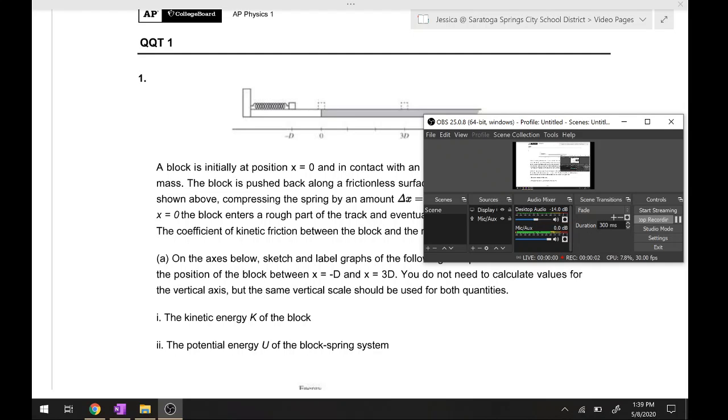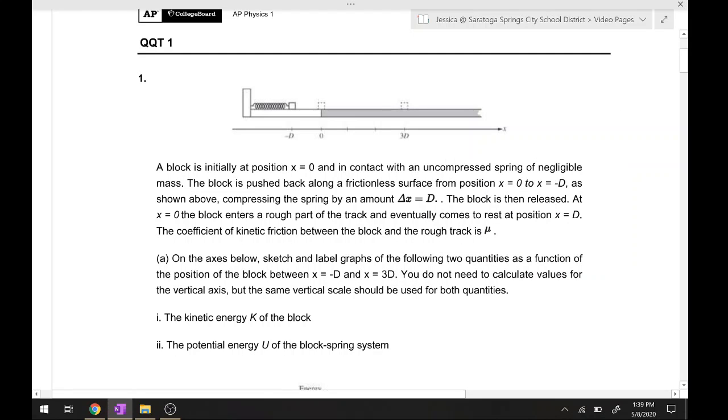All right, this is QQT problem number 1 from AP Classrooms, and this is going to be the solutions video. So problem 1 is definitely an energy conservation, work-energy theorem type of idea.